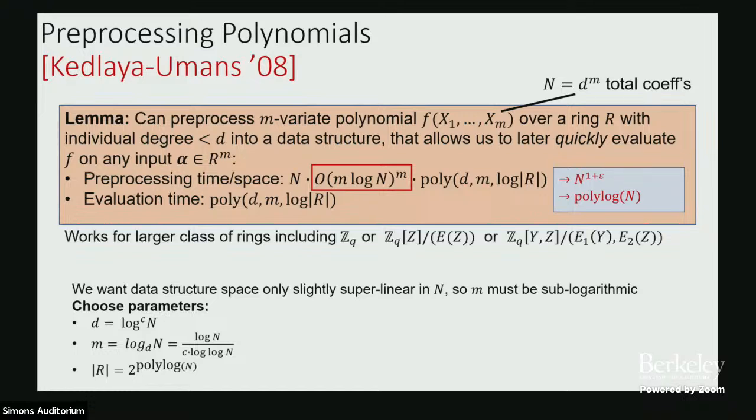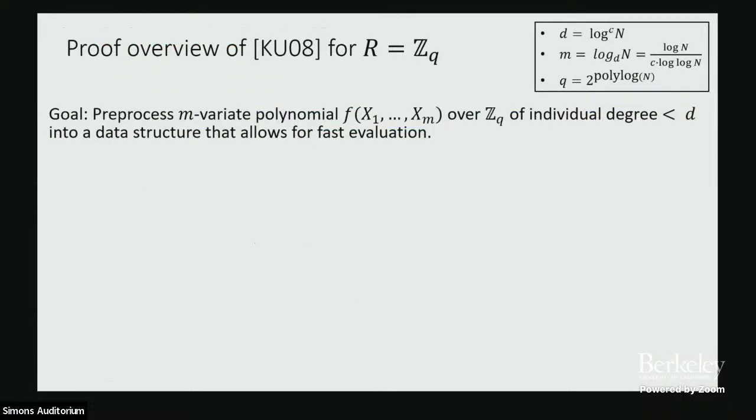Okay, so let me prove it, and I should say this doesn't work generally for all rings, but it works for some nice rings. Namely, it works for Z_q, it works for polynomial rings, even multivariate polynomial rings. And actually, these will be the rings we'll need to get from LWE. I'm not going to prove it for general rings, but I'll show you the proof for just Z_q.